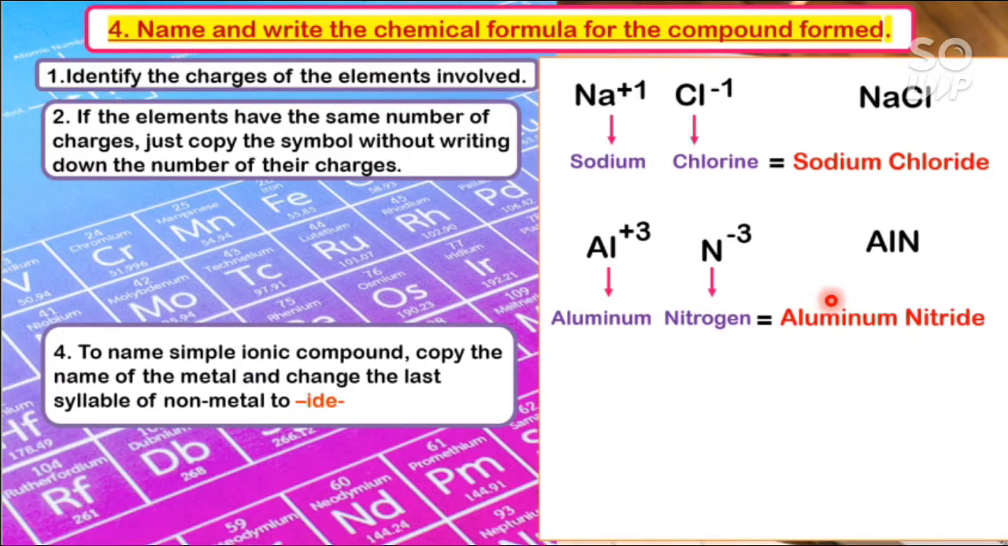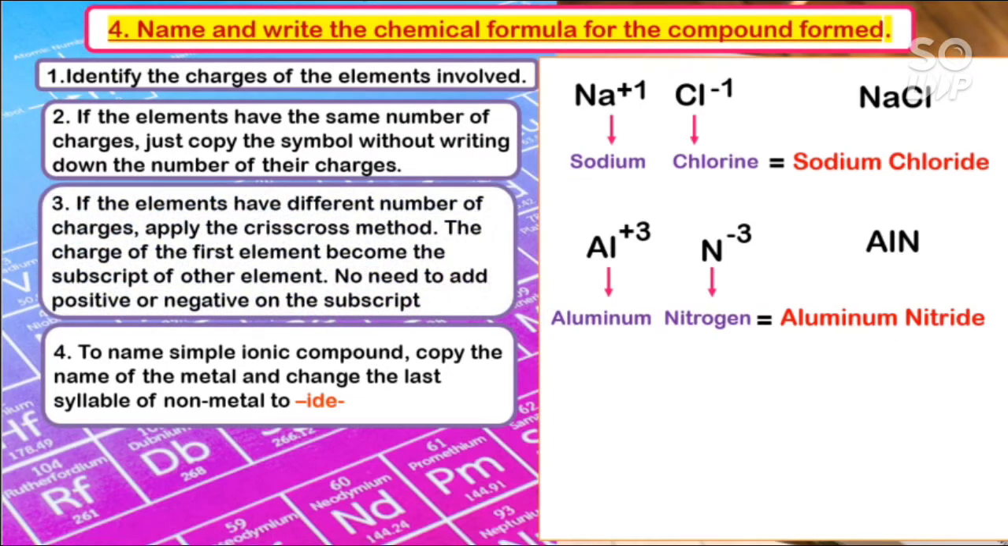How are we going to name the compound and write the chemical formula? Step number 3 is what we are going to follow. If the elements have different numbers of charges, apply the crisscross method. What is that? The charge of the first element becomes the subscript of the other element, and no need to add positive or negative on the subscript. Okay, I will give you an example.